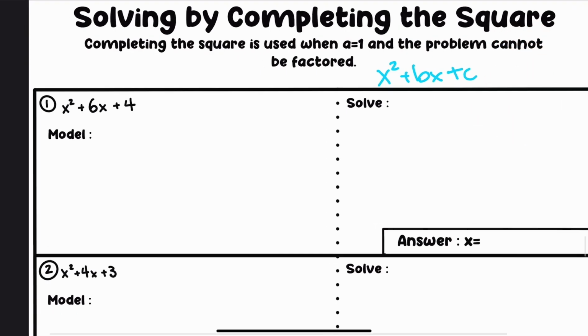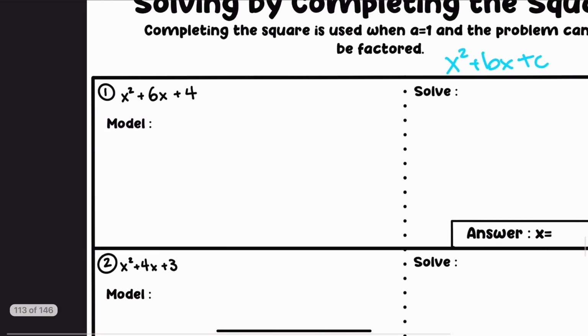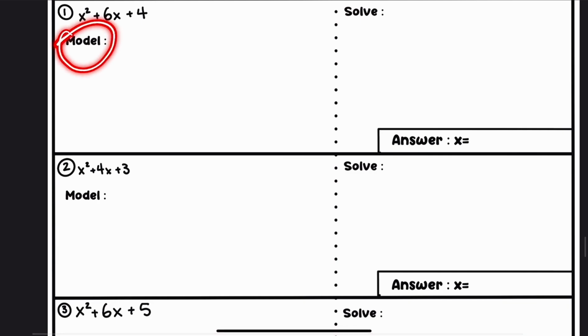So let's take a look at these. It says for number 1 that we have x squared plus 6x plus 4. Typically, these will have an equal 0 on it, but I forgot to write that in, so we're just going to ignore that for right now. But we can see that we have two steps here for each problem. We have a model and we have a solve side.